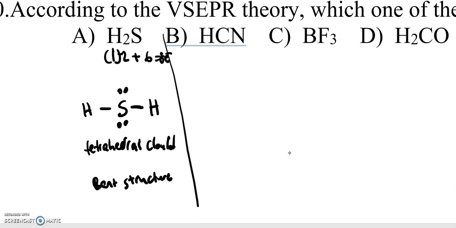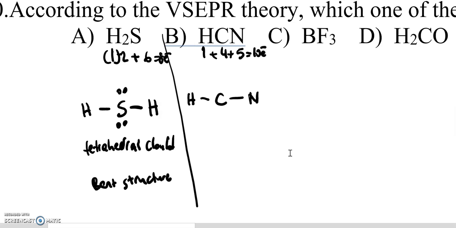Hydrogen cyanide. 1 here, 4 here, and then 5 for valence. So we get 10 electrons in total. Carbon, nitrogen, hydrogen. We don't need an octet for hydrogen. So we are going to have 6 left. I used up all my electrons, but the carbon here is not an octet. I'm going to move the first pair. It's still not going to be enough, so I'm going to move the second pair. So it's going to work.